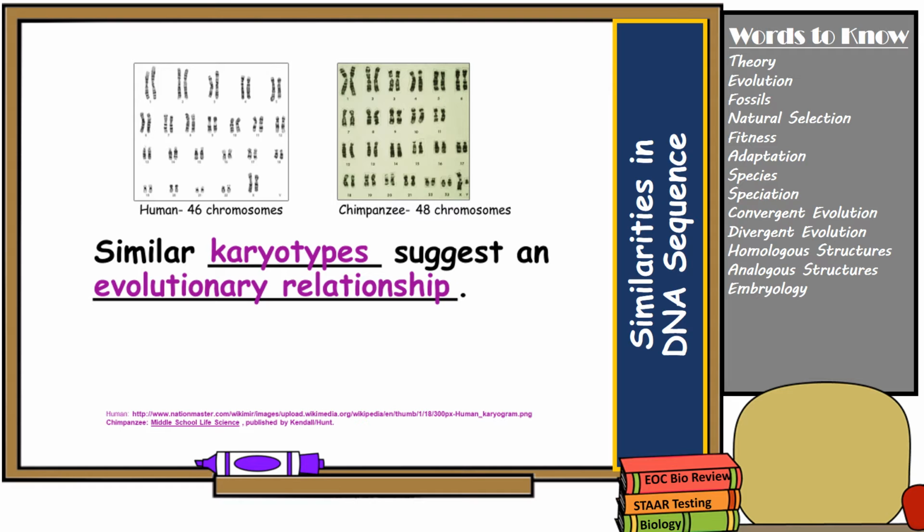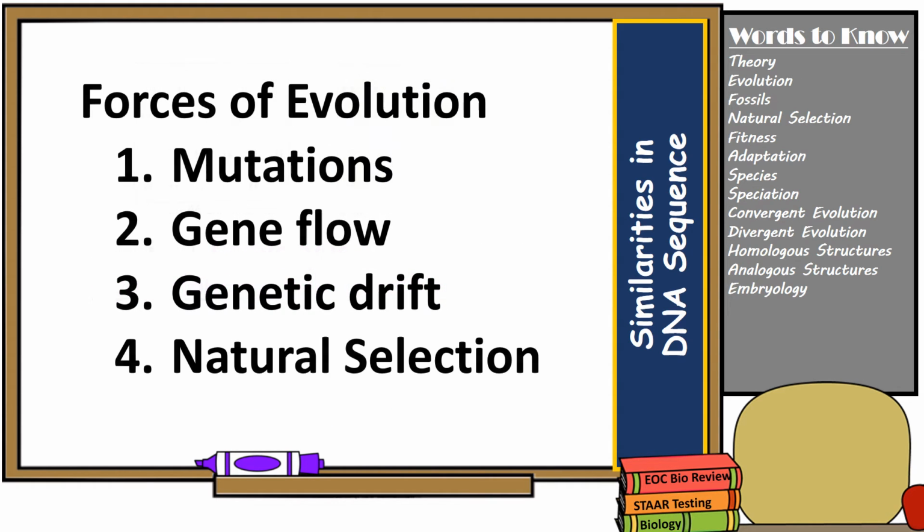Okay, so now that we understand the different forms of evidence of common ancestry, let's talk about how genetic variation, which leads to evolution, can arise in different ways. Basically, there are factors, also known as driving forces, that cause allele frequencies to change. For instance, mutations, gene flow, genetic drift, and natural selection are all known as forces of evolution.